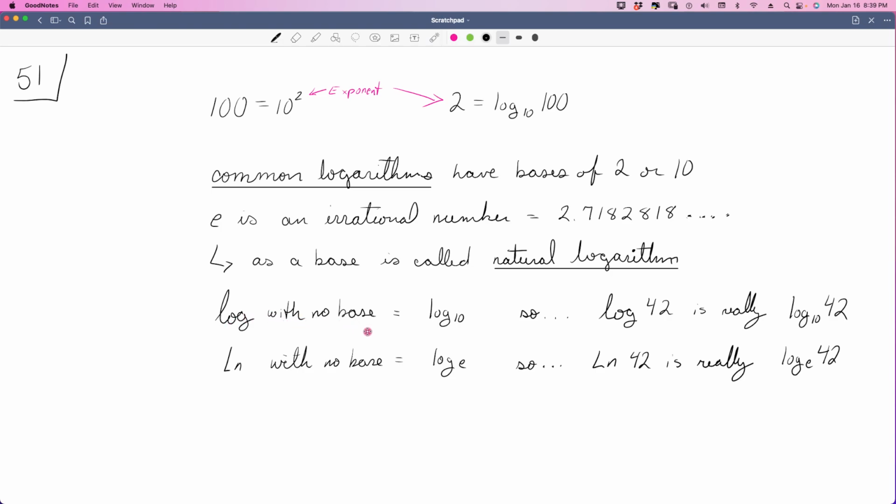A log without a base is a base 10. So log 42 is really the log with the base 10 that equals 42. Ln with no base is equal to the log e. So ln 42 is really the log of base e that is 42. So that is our lesson, all of our lesson for today.